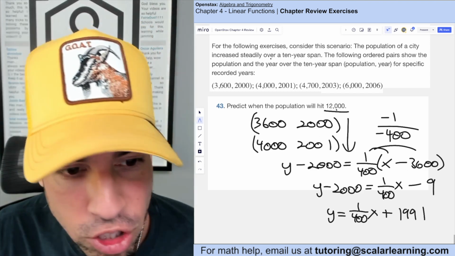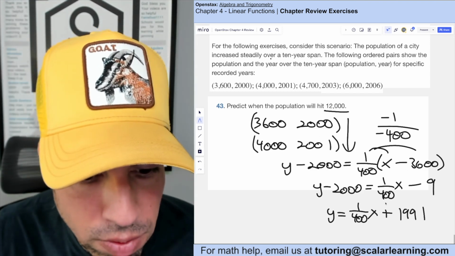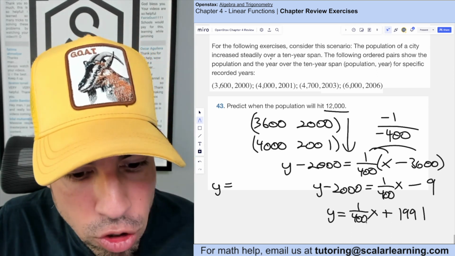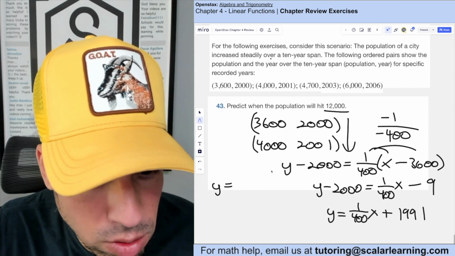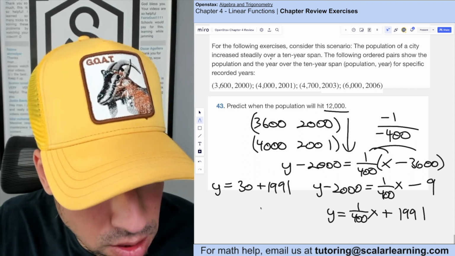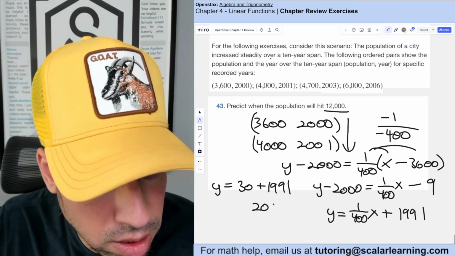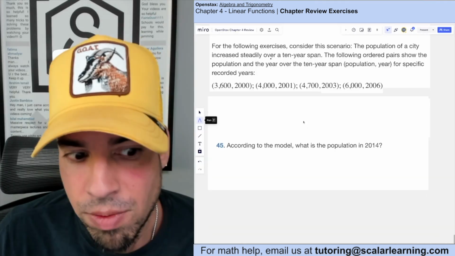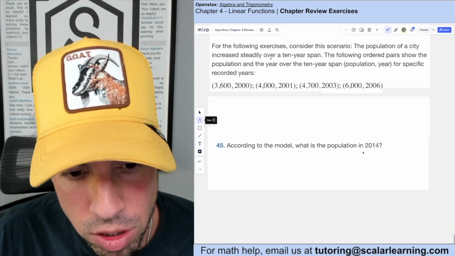Since the population is the x value, I'm going to plug in 12,000 for x, and then solve. We get y equals 1/400 times 12,000, which ends up being 30, plus 1991, which gives us an answer of 2021 for the predicted year. Boom, done.